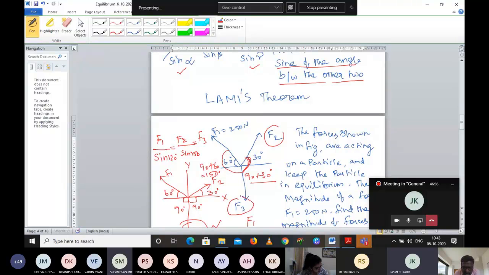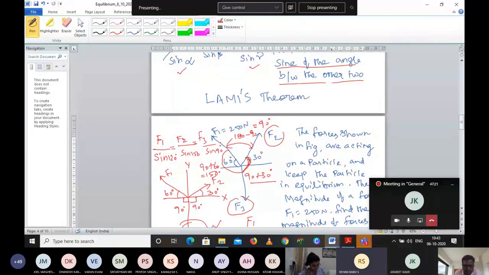This is F3, the opposite of these two. This force I want. Already 60 gone, already 30 gone. So 180 minus 90, I will get 90. Very good. Sine 90. So calculate what is F2 and F3. Easy. How to calculate? F2 is 144.33 Newton.